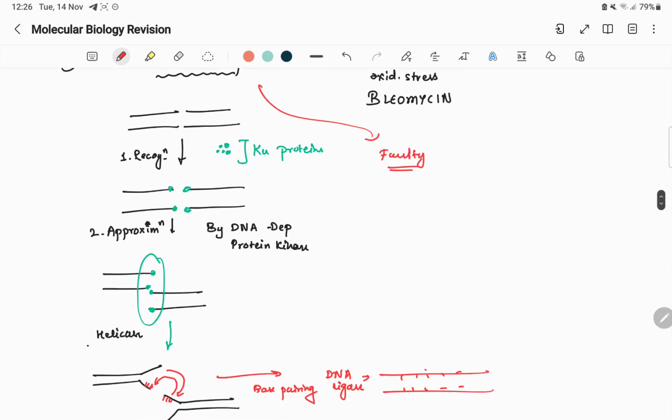If double strand break repair is faulty, you can have disorders like ataxia telangiectasia, then Fanconi's anemia, and you can have Bloom's syndrome also.